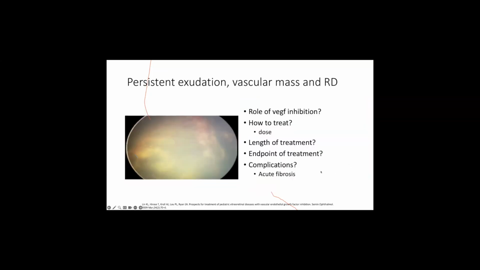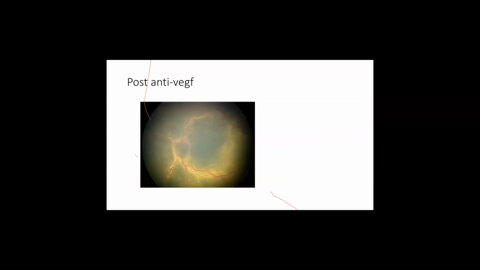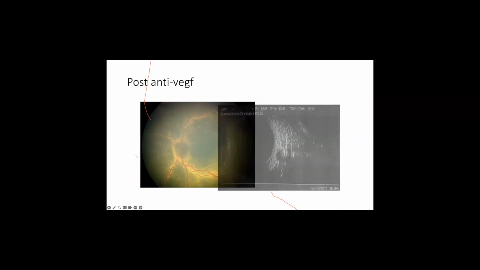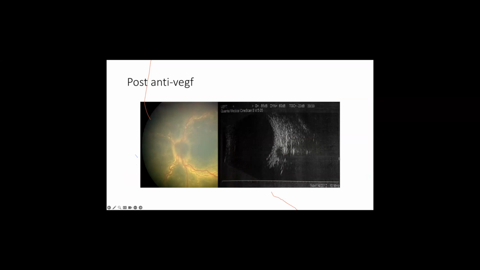The challenge is that we don't really know how VEGF is helping. We don't know how to dose them. We don't know what the length of treatment is. We don't know what the endpoint of treatment is. And the complications in the pediatric population are still yet to be fully elucidated. But this is how they looked afterwards. And at this point, you just have precipitation of the exudates. There wasn't as much fluid as before, as you can see on the ultrasound scan.